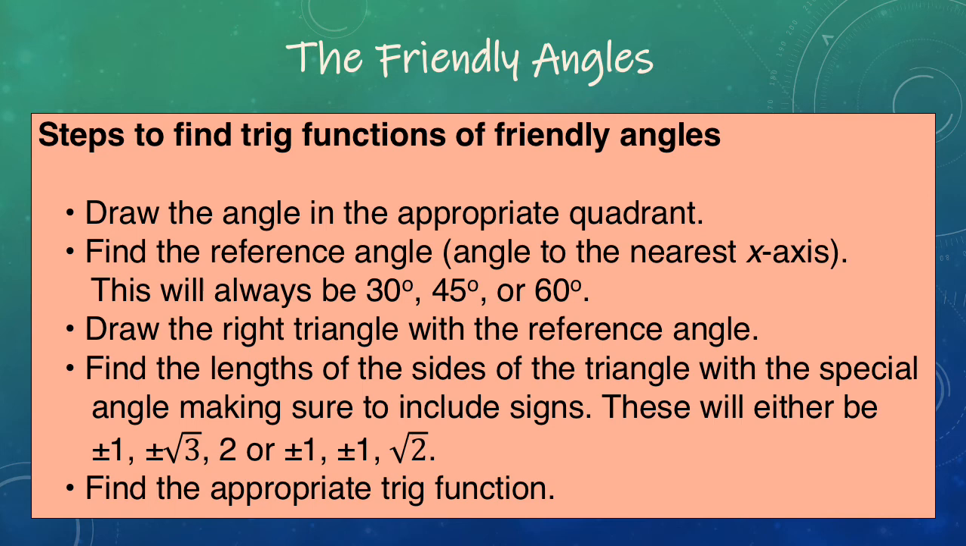Next, we find the lengths of the sides of the triangle with the special angle, making sure to include signs because of the quadrant. That means that the lengths of our sides will either be plus or minus 1, plus or minus square root of 3, 2, if it's a 30, 60, 90 degree triangle, or plus or minus 1, plus or minus 1, square root of 2, if it's a 45, 45, 90 triangle. And from there, we simply find the appropriate trig function.